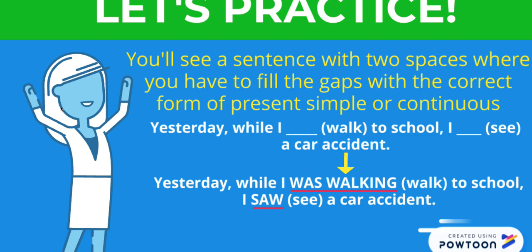You'll see a sentence with two spaces where you have to fill the gaps. So, for example, yesterday, while you have the space, you have the verb, to school, you have another space and another verb, a car accident. The idea is that you are going to complete with the missing words. So, for example, yesterday, while I was walking to school, I saw a car accident.